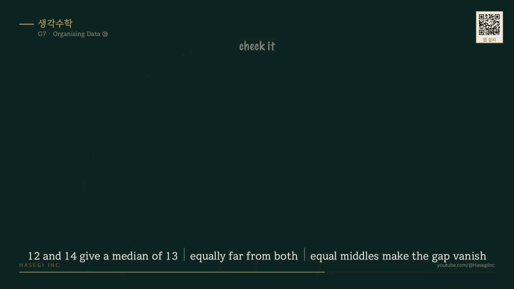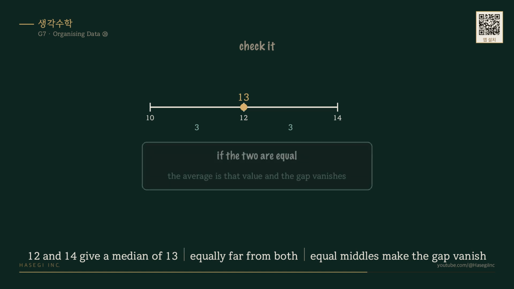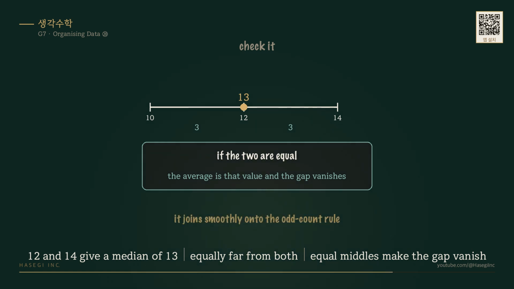Let us check it. If the third is 12 and the fourth is 14, the median is 13, which is 3 from 12 and 3 from 14. And if the two middle values happen to be equal, say both 12, the average is 12 and the gap disappears entirely. It joins up smoothly with the odd case.